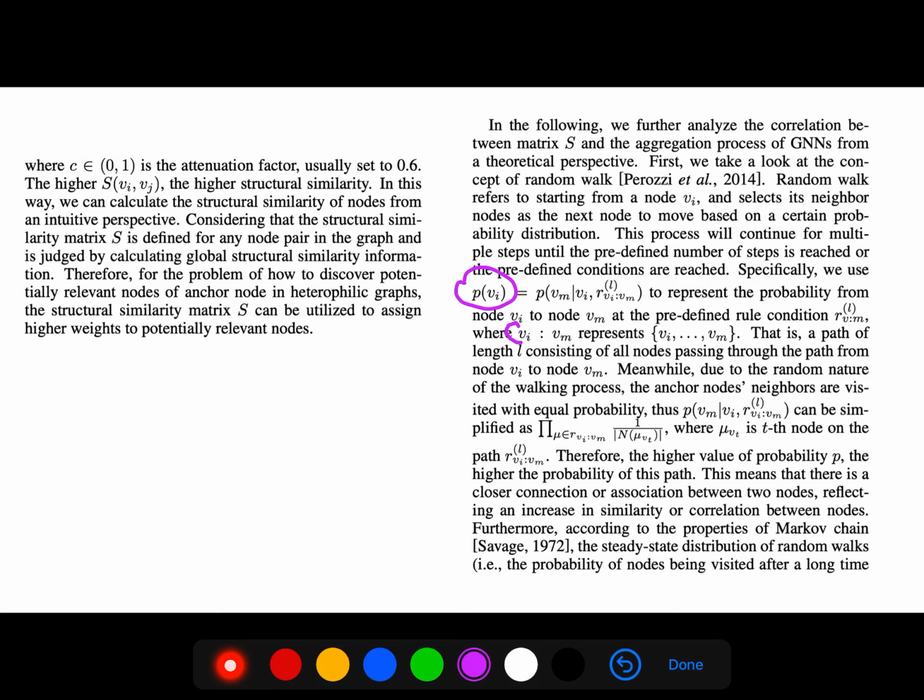And V sub I colon V sub M is just this one. This is a path of length M, consisting of all nodes passing through the path from node V sub I to node V sub M. And due to the random nature of the walking process, the anchor node's neighbors are visited with equal probability.